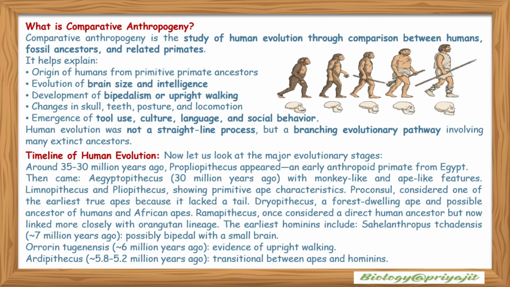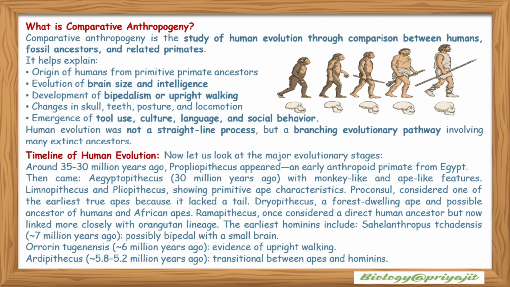What is comparative anthropogeny? Comparative anthropogeny is the study of human evolution through comparison between humans, fossil ancestors and related primates. It helps explain origin of humans from primitive primate ancestors, evolution of brain size and intelligence, development of bipedalism or upright walking, changes in skull, teeth, posture and locomotion, emergence of tool use, culture, language and social behavior. Human evolution was not a straight line process but a branching evolutionary pathway involving many extinct ancestors.